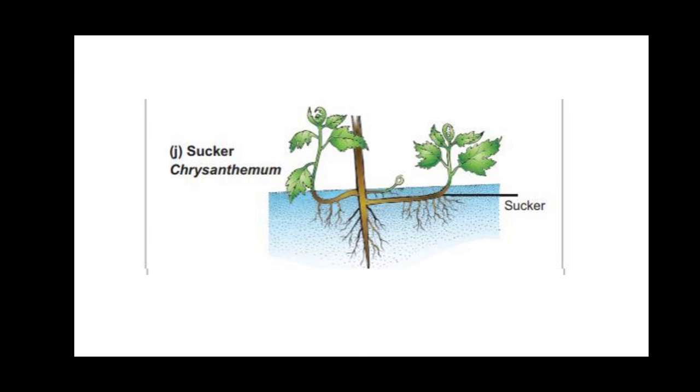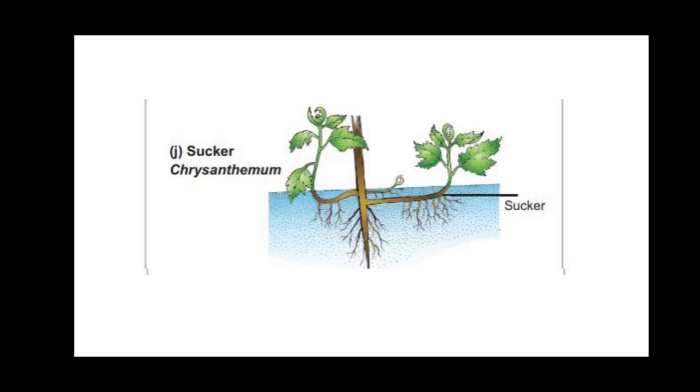The final type will be the sucker. Now, sucker is an underground type of runner. Okay, it's kind of a variety of runner only, where the growth that you see is like the stem: it erects itself, it extends itself, and from the stem the roots come out, and suddenly at a certain spot it will start producing an aerial shoot.